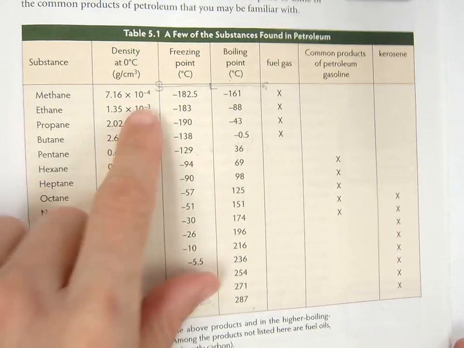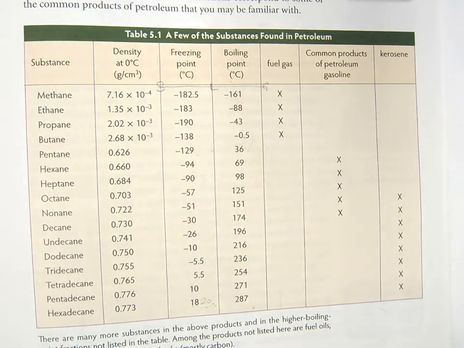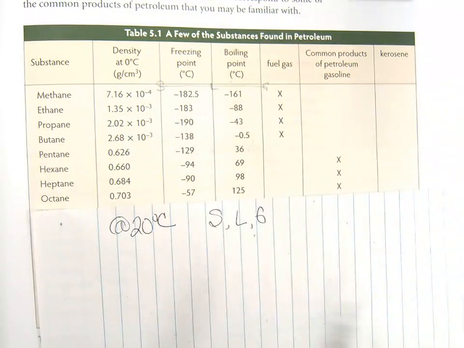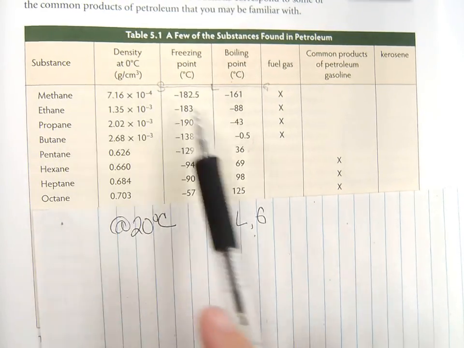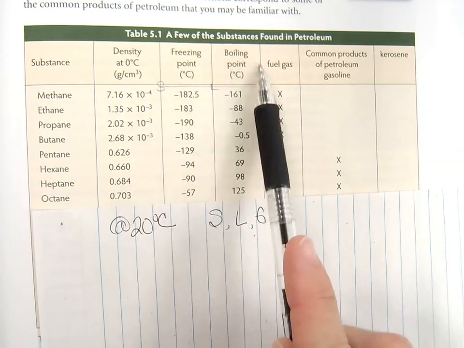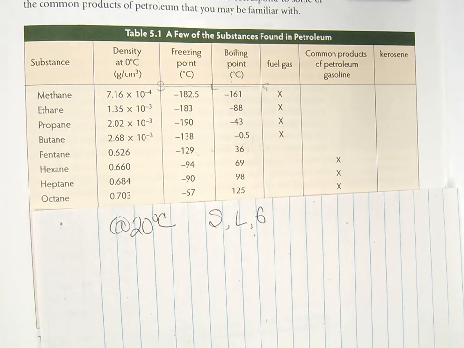You can see I've already written in my book a little bit, this morning when I went over it with first period. Based on this information, obviously we're not looking at density or fuel gas or common products of this or kerosene. We're looking at the freezing point and boiling point. That's going to help us figure out which state of matter each one is at 20 degrees.